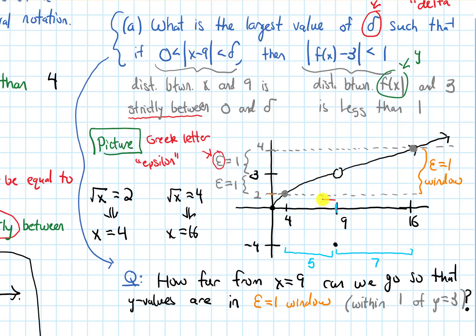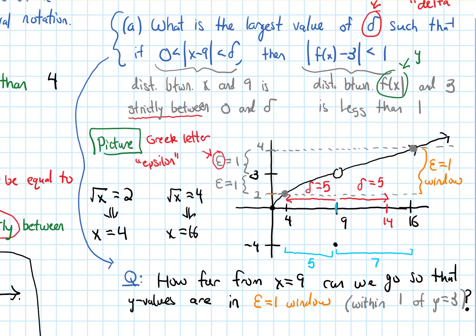And it turns out that if I go a distance of 5 in this direction, that would guarantee in either direction, delta equals 5, that I stay within that epsilon equals 1 window. If I go 5 to the right, I would end up at 14. If I go 5 to the left, I would end up at 4. But notice that I can't go a distance of 7, because I can go 7 to the right, but if I pick 7 for my delta, I need to also be able to go 7 to the left. And if I go 7 to the left, I'm way past 4. I would be all the way at x equals 2. And that's bad. I need to be able to go that distance that I pick in either direction to stay within this epsilon equals 1 window.